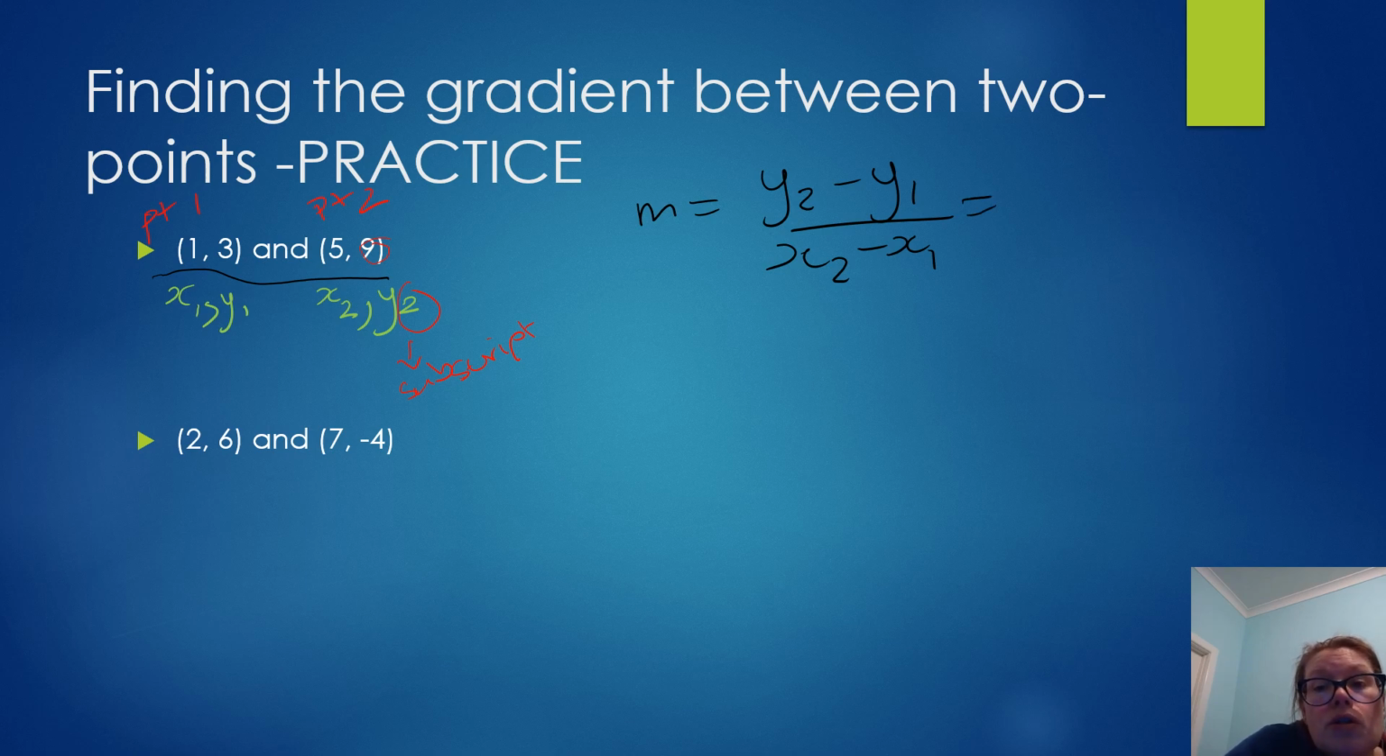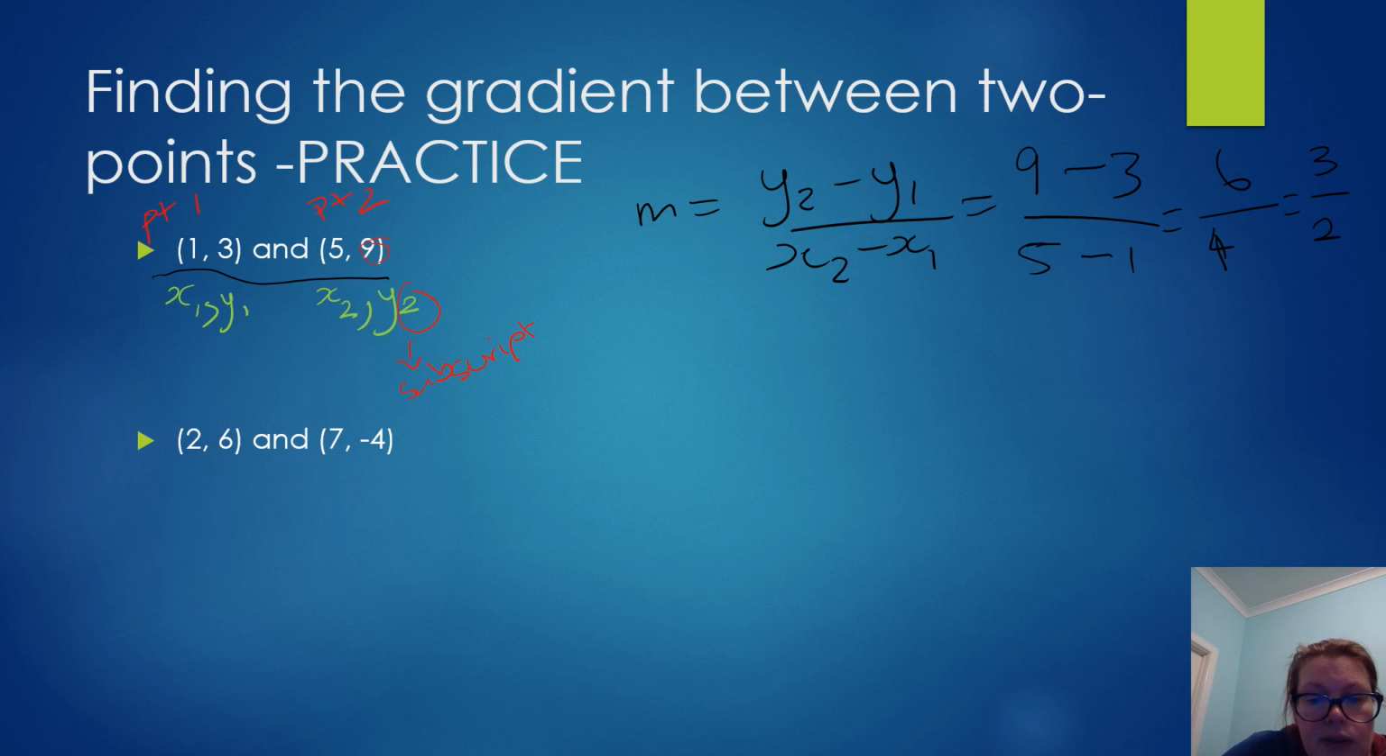So y2 is equal to 9, y1 is equal to 3, x2 is equal to 5, x1 is equal to 1. We work it out. So 9 take away 3 is 6. 5 take away 1 is 4. So we end up with a gradient, and remembering to simplify, so the same rules apply, 3 over 2.